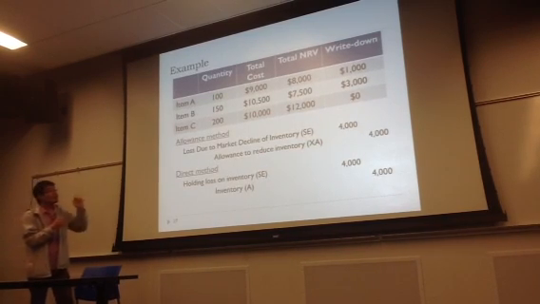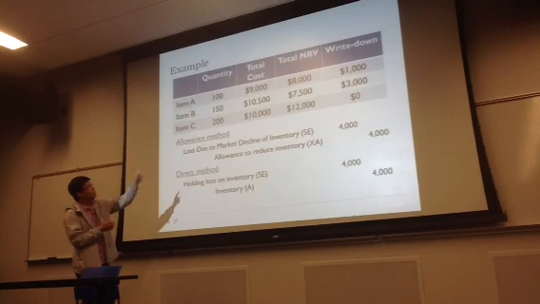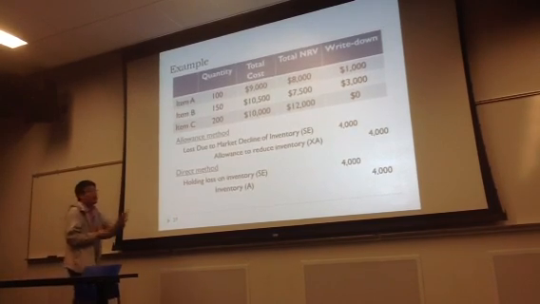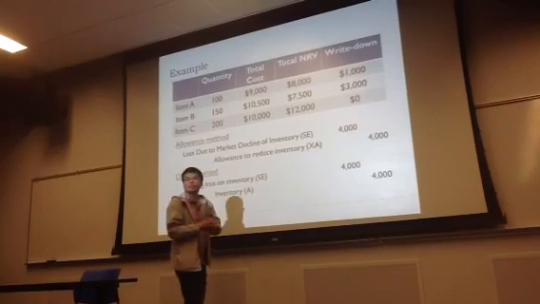But something different happens in item C. For item C, the total cost, which is the original value, is $10,000, while our market value, which is the NRV, is $12,000.